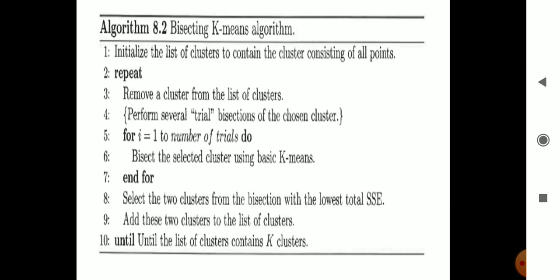Bisecting is nothing but dividing it into two parts, and you select the two clusters from the bisection with the lowest total SSE and add them to the list of clusters. Among the trials, you choose only the split having the least SSE value, and this will be added to your list of clusters. This is about the bisecting K-means algorithm.